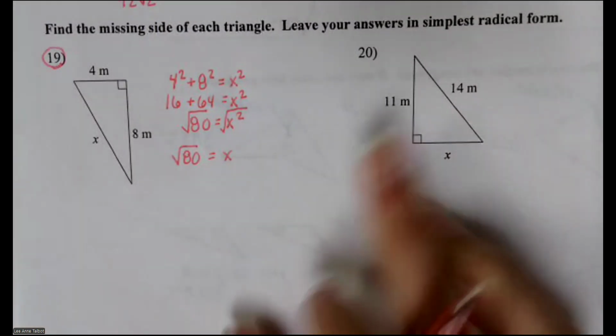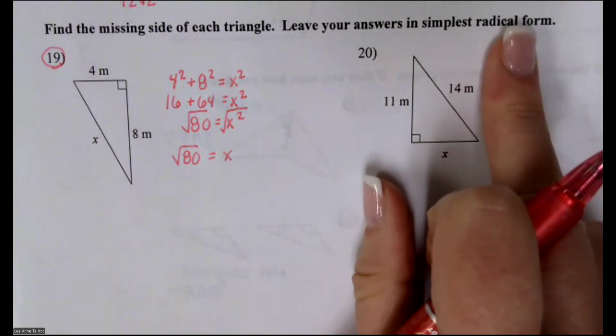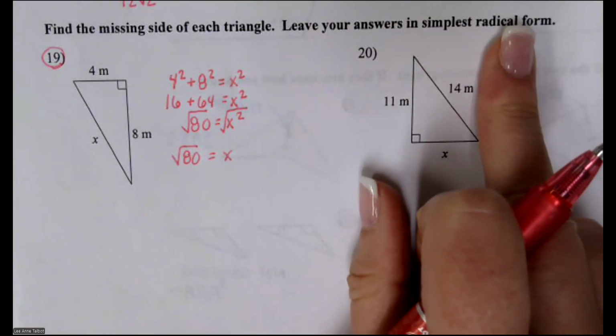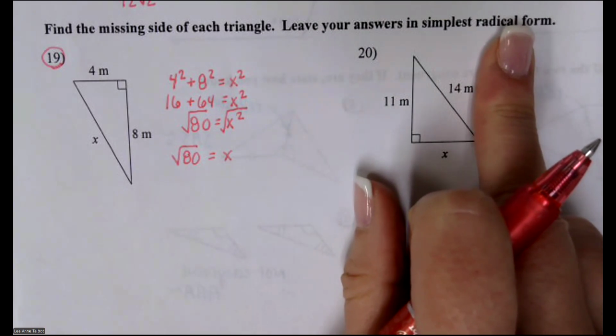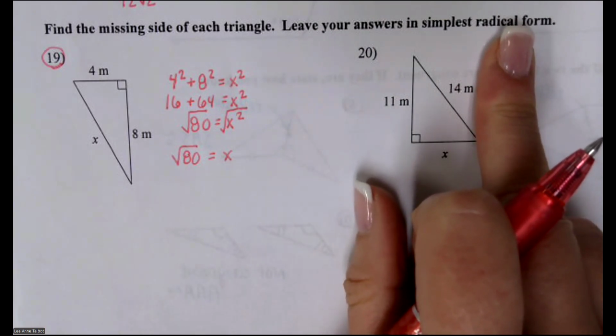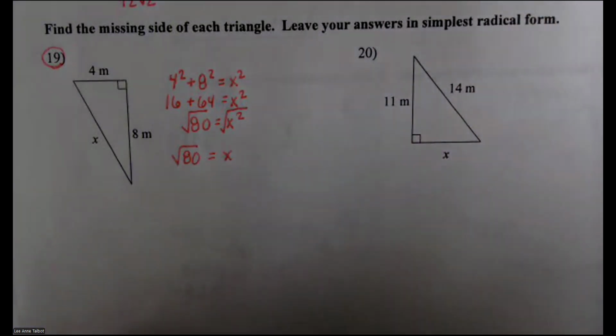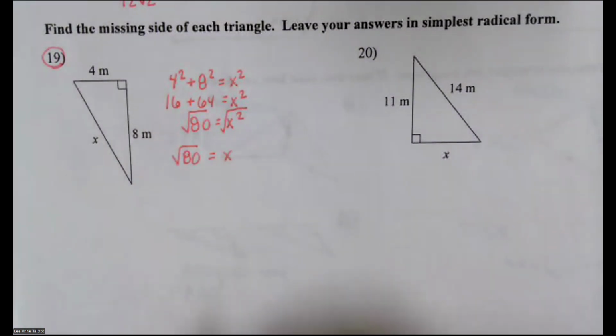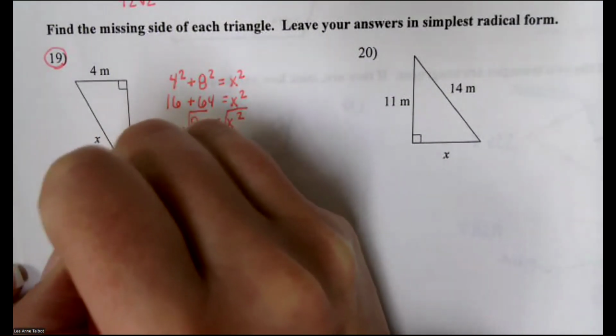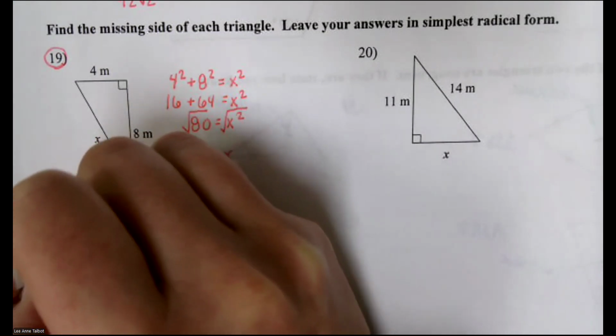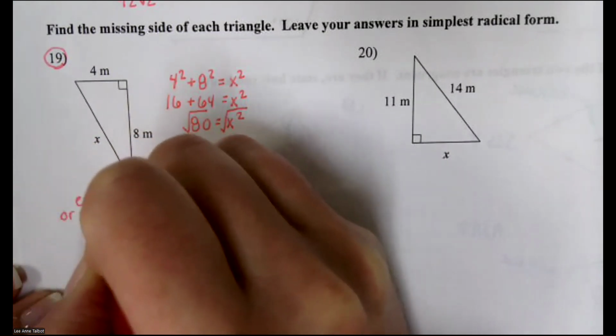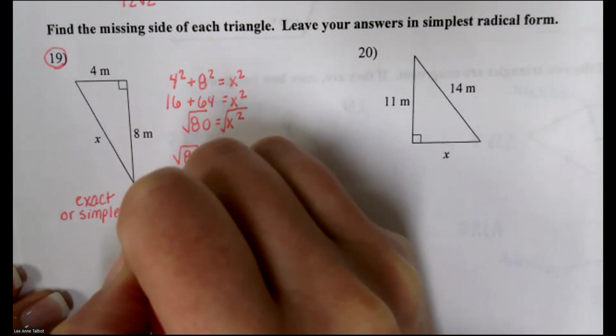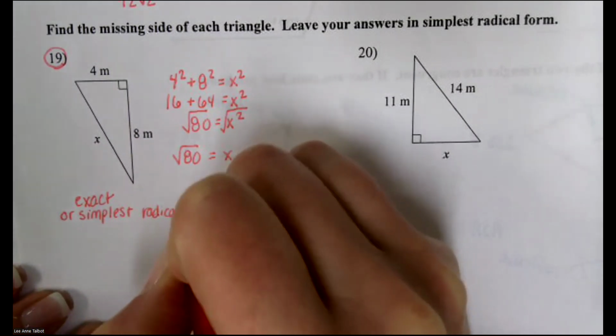All right, now I know this problem says leave your answer in simplest radical form. We're going to do it in both forms because your quiz tomorrow says leave it in exact and approximate form. So we're going to do both. The first one we're going to do is exact form or simplest radical form, those are the same thing.